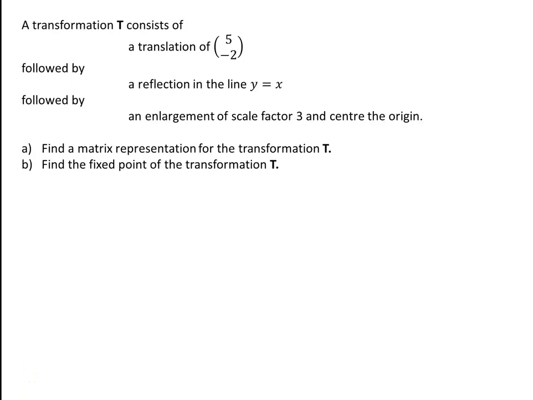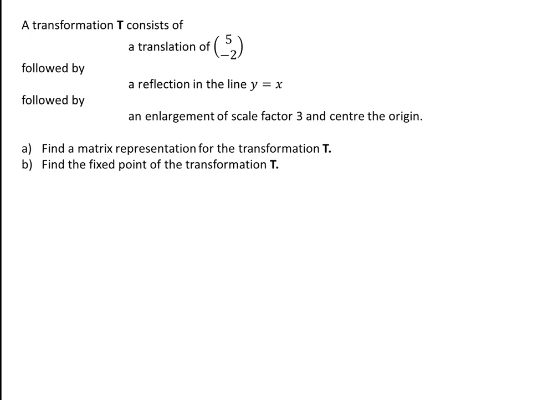For our next example, we have a transformation T which consists of 3 operations. First of all, a translation of (5, -2), then a reflection in the line y equals x, and finally an enlargement of scale factor 3 and centre the origin. And we have to find a matrix representation for the transformation T, and we also have to find the fixed point of the transformation T.